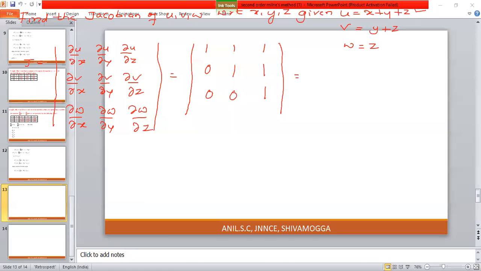Then what is the value of this determinant? How do you find the value of this determinant?